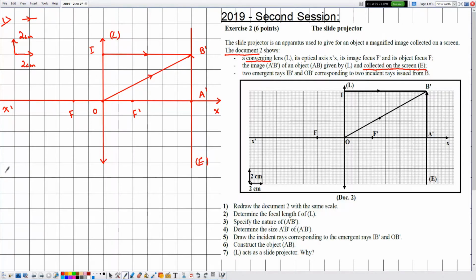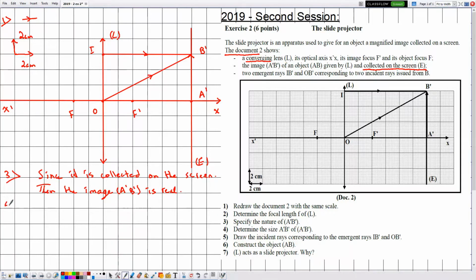And let's say that since it is collected on the screen, then the image A prime B prime is real.